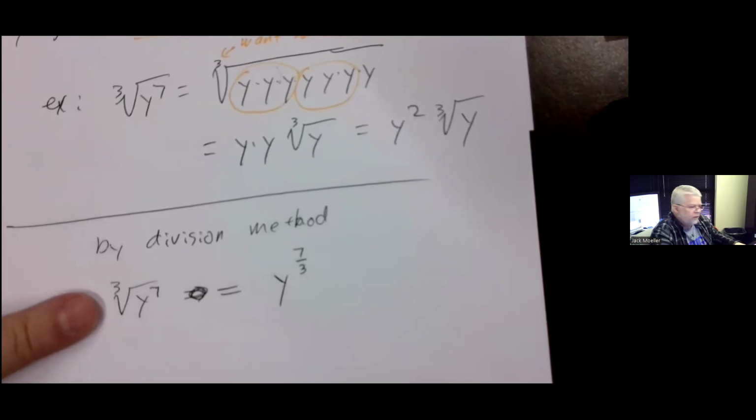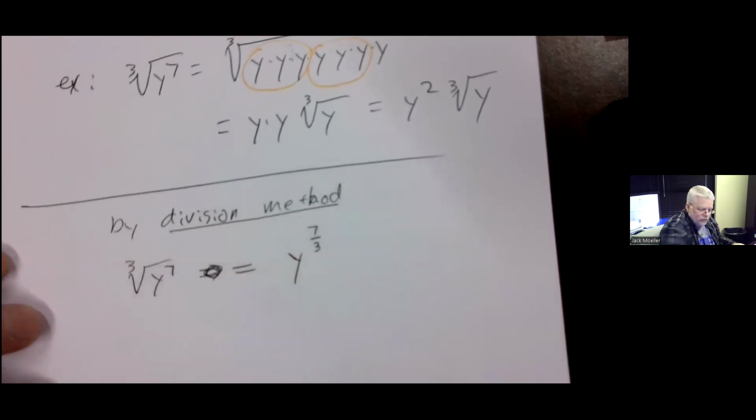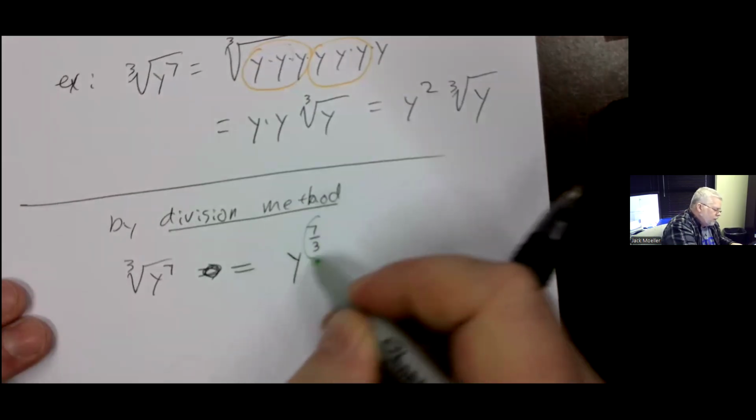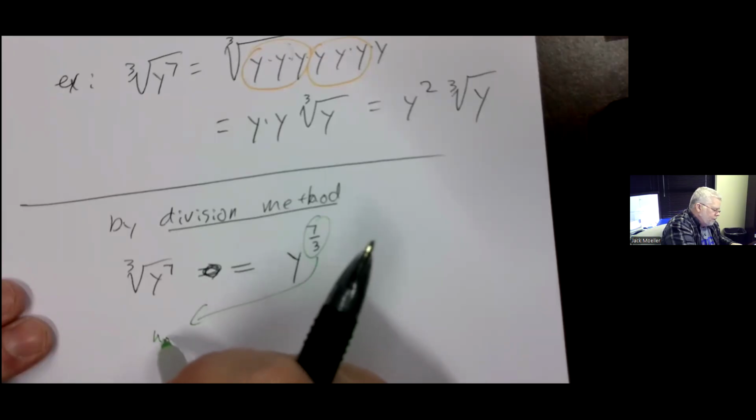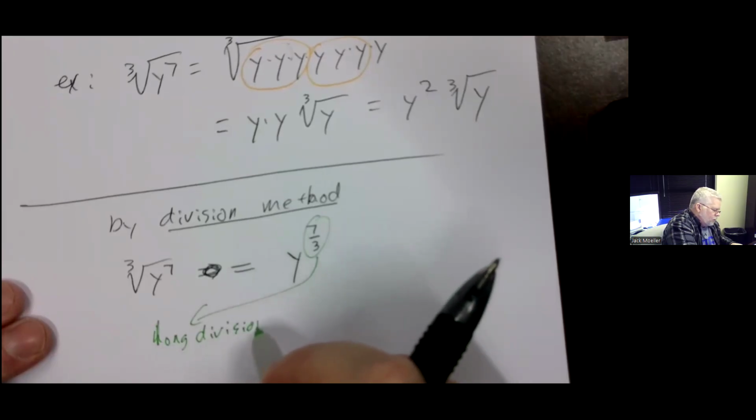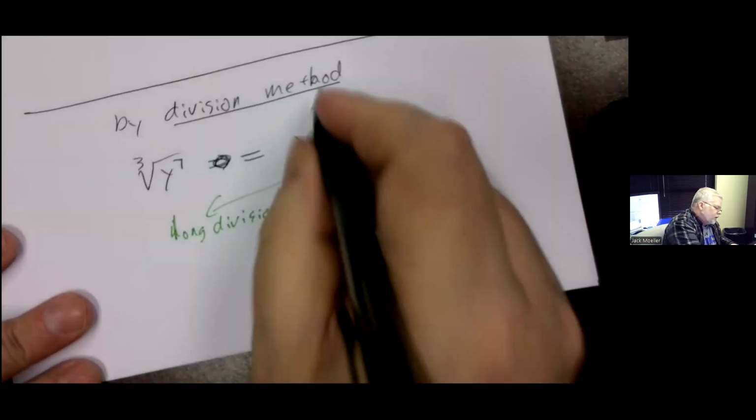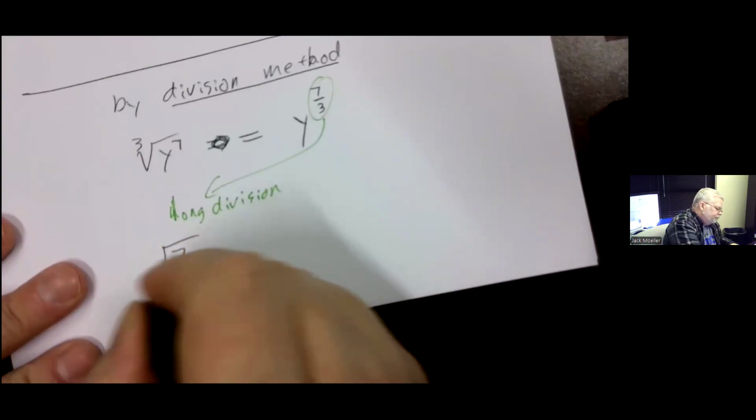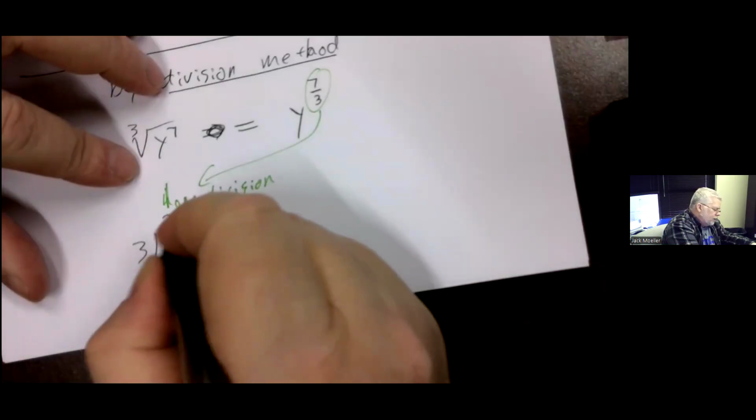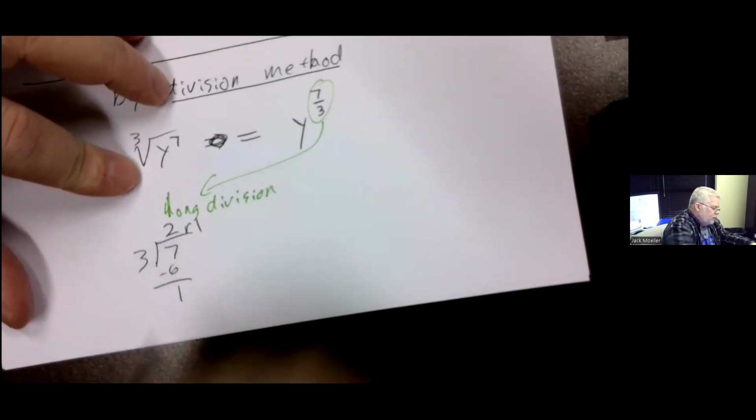So how does that help us simplify this? Well, the reason we call this division method is we're going to take that 7/3, and we're going to divide this. We're going to do long division. We're not going to do decimal division. We're going to do long division with a remainder. So we always do the top divided by the bottom. We're doing 7 divided by 3. And so 3 will go into 7 twice. And when we subtract that, we get a little remainder of 1.